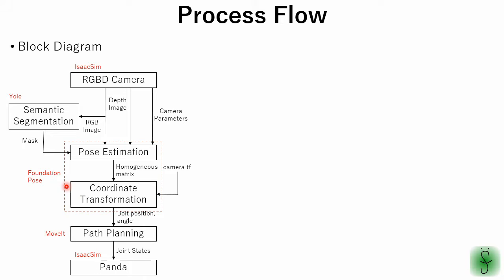But the calculated pose is in the camera frame, so we convert it into the Panda frame. Also, we publish only the bolt's x, y, z coordinates and the rotation angle around the z-axis. This is because bolts are lying on the xy plane and we just have to make the Panda hand align with this angle. Based on this information, the path is calculated using MoveIt, and the joint states topic is published. Finally, in Isaac Sim, we subscribe to this topic and the Panda arm moves. The arm moves along a predefined sequence.